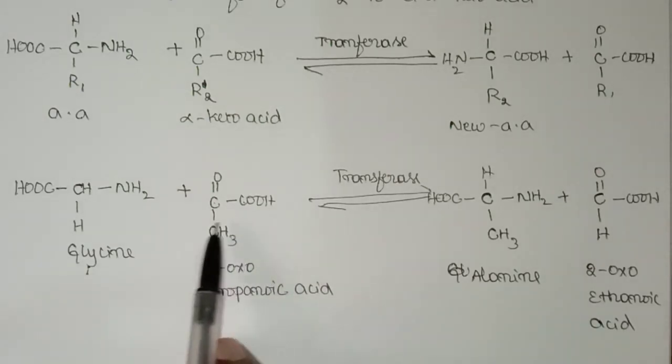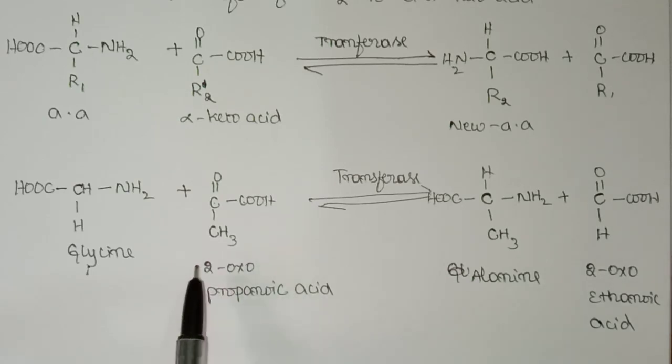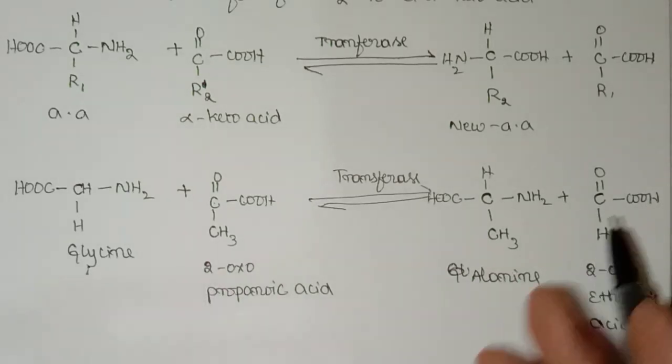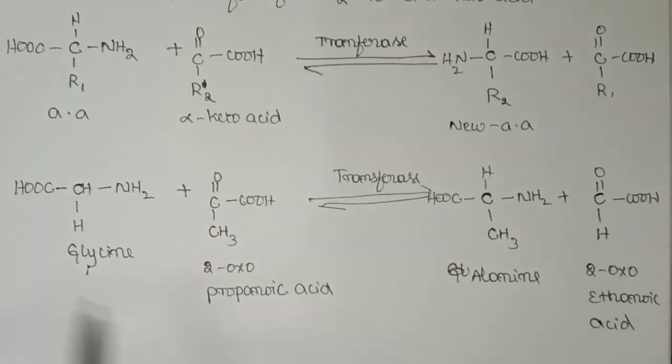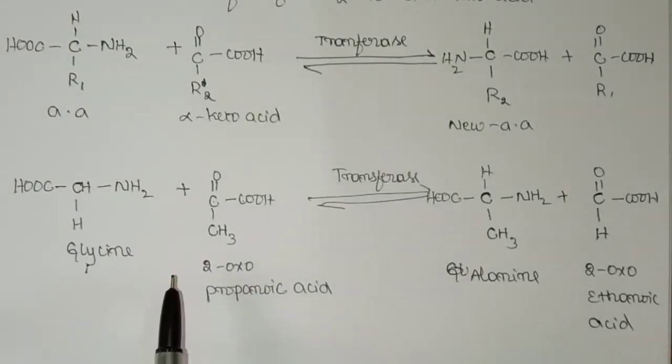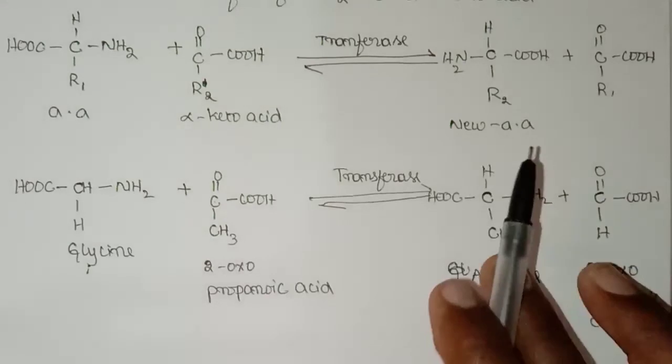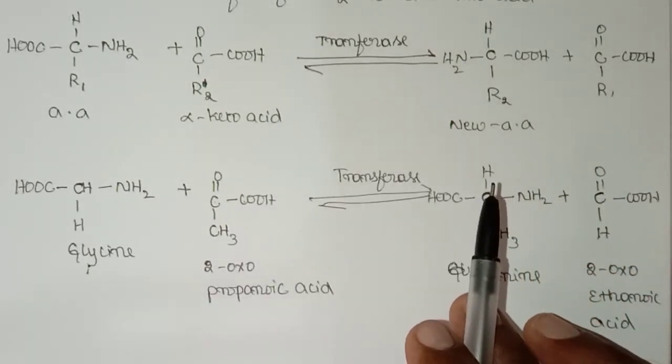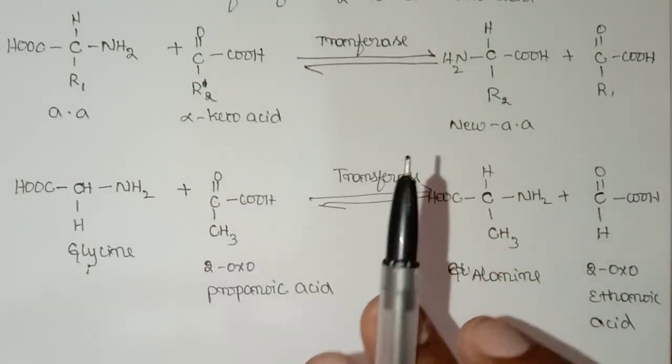Depending upon the chain of the corresponding alpha keto acid, we are going to get the necessary amino acid. And that's about the whole transamination reaction. That's all about the chemical reactions of amino acids which are due to the NH2 group.